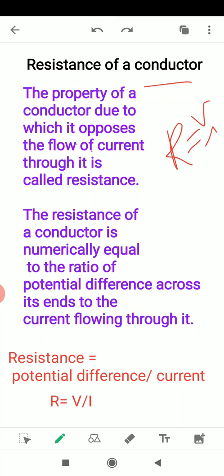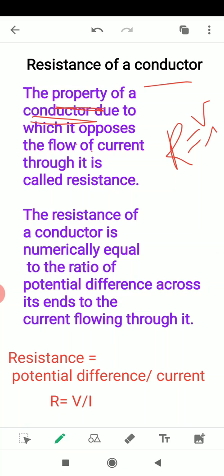Fine. So resistance is a property of a conductor due to which it opposes the flow of current through it. It is a kind of property of a conductor due to which it is opposing the flow of charges, because of which the charge cannot flow properly. So that property of resisting the current flow is known as resistance.